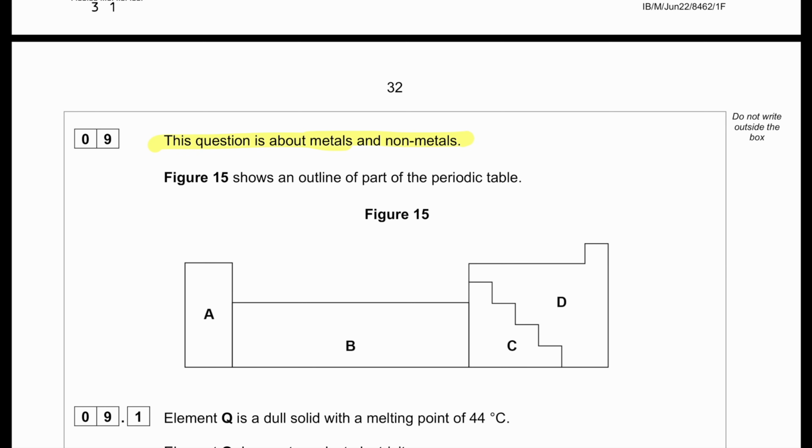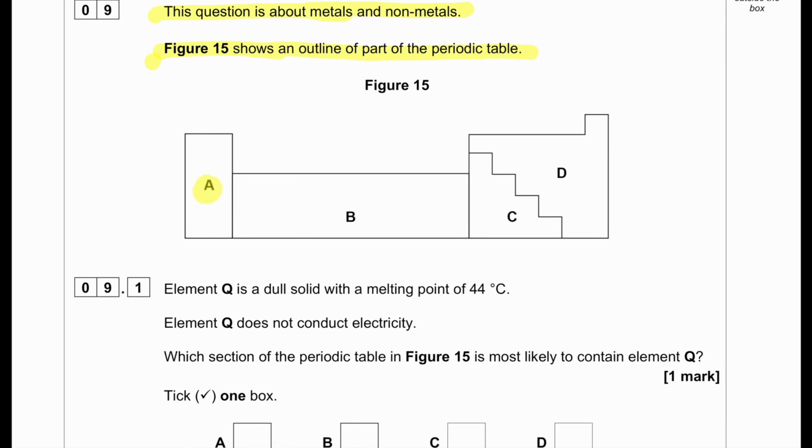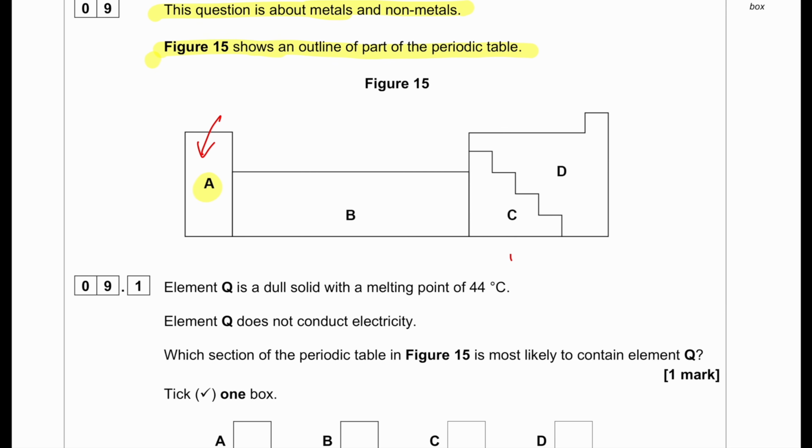This question is about metals and nonmetals. Figure 15 shows an outlined part of the periodic table. We can see A. We know that A represents the alkali and the alkaline earth metals, and B represents the transition elements. C also represents metals. However, this is in the p block. And D represents nonmetals.